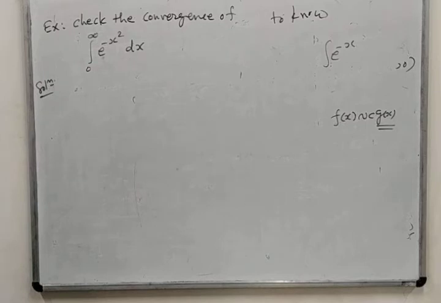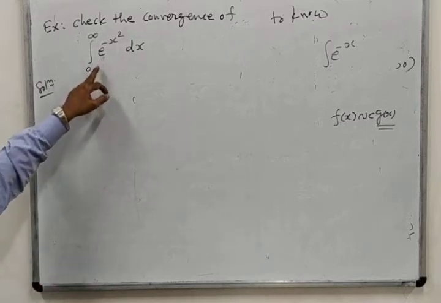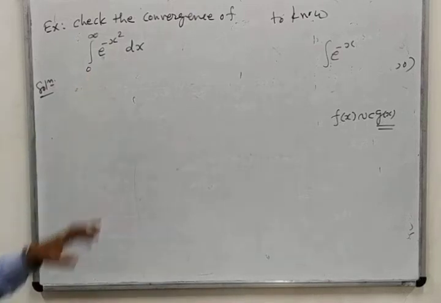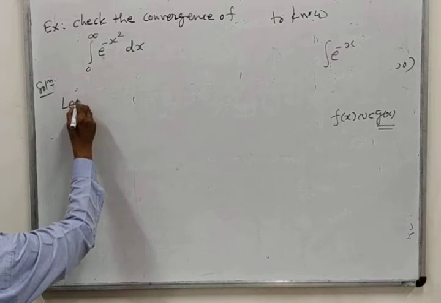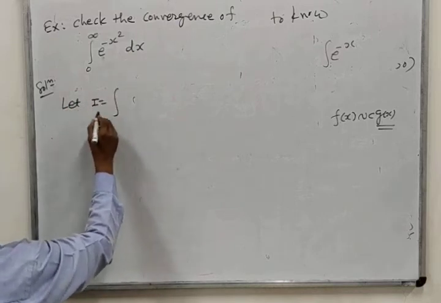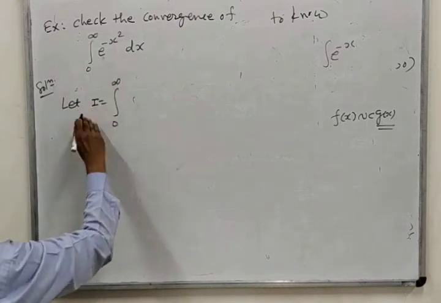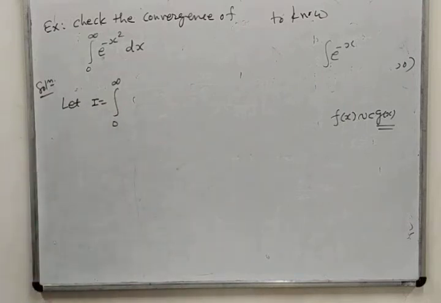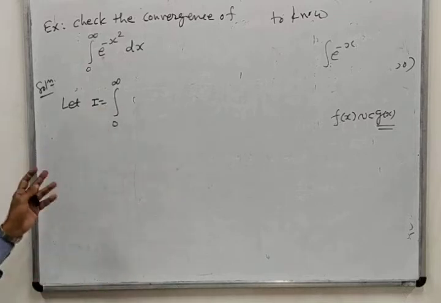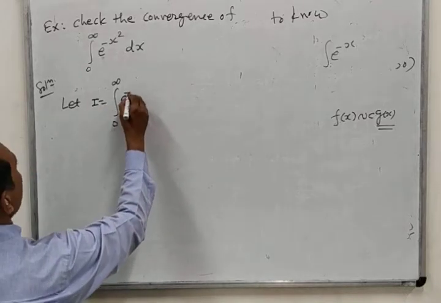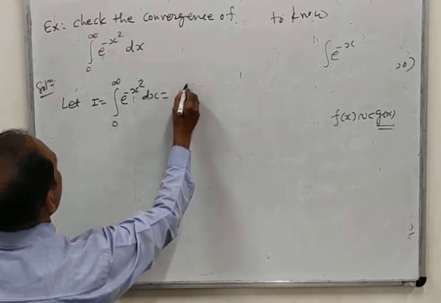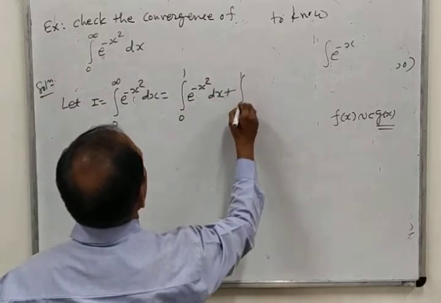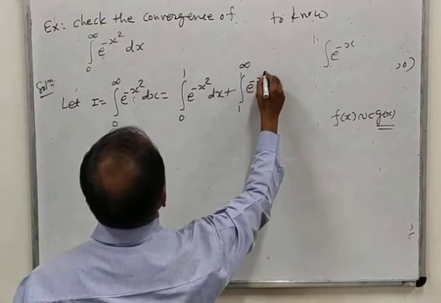And one more thing here, note that if we want to use the comparison test, then the lower limit cannot be 0. As I told you, the lower limit a must be greater than 0. So here, first always write down I, because if you write this as I, then there is no need to repeatedly write the integration in other steps. I is the integral of e raised to minus x square dx. So I will divide this into two parts: 0 to 1 e raised to minus x square dx plus 1 to infinity e raised to minus x square dx.